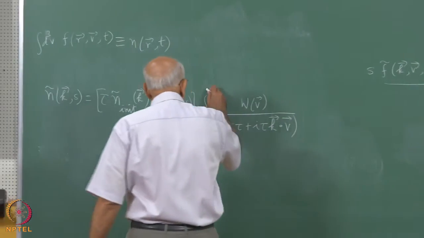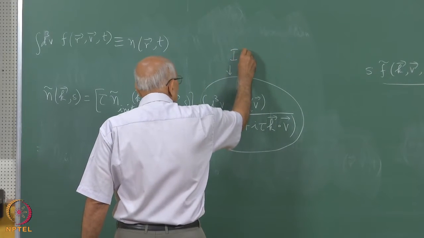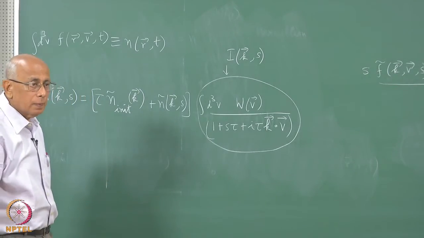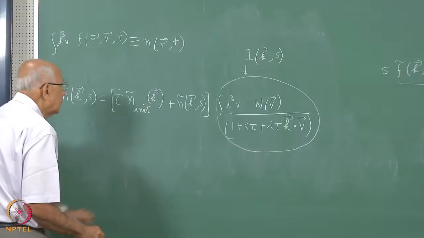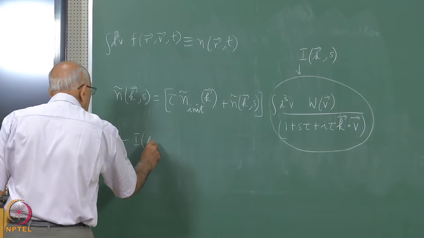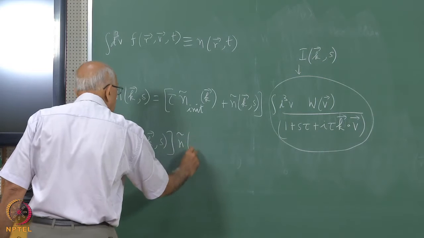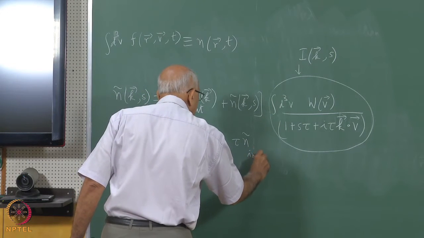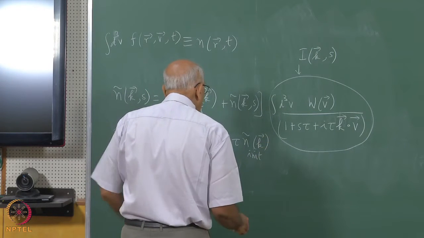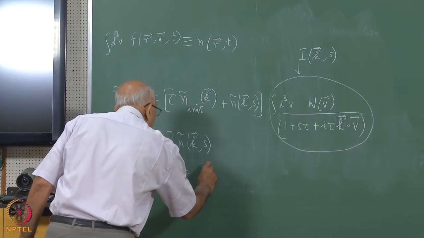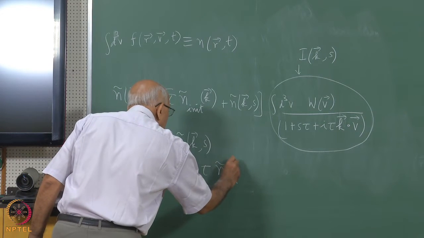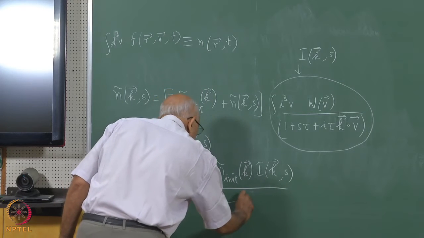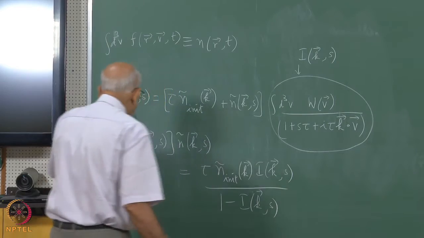Okay, right. So let's call this integral I, some integral, and it's a function of k and s. So I have 1 minus I of k and s times n tilde of k and s equal to tau n initial tilde of k times I of k and s, and I divide by this factor 1 minus I of k and s. That's the solution.